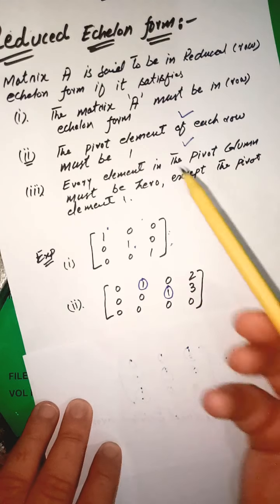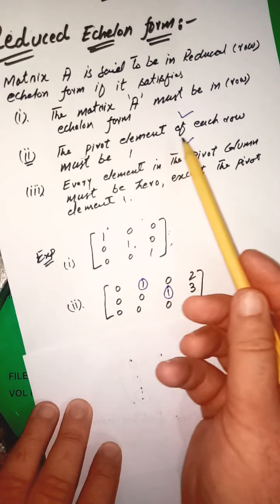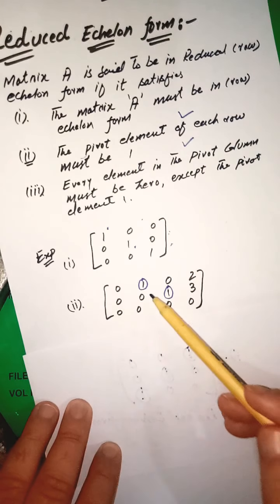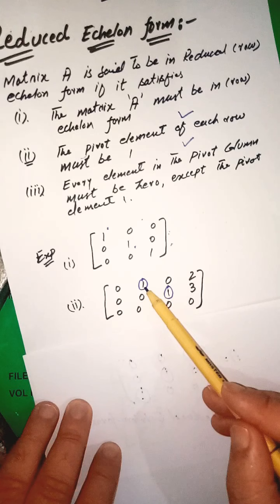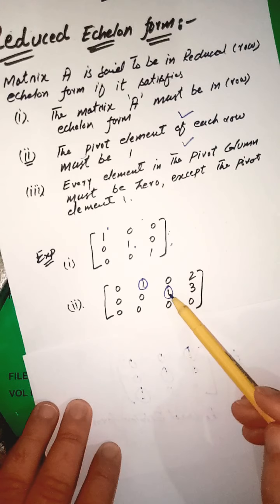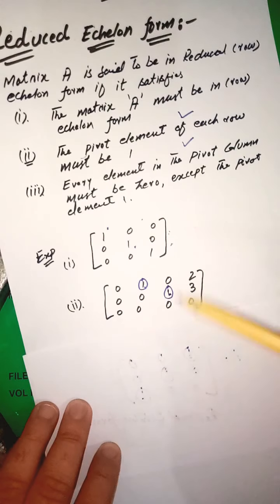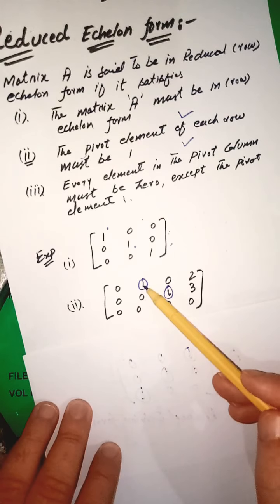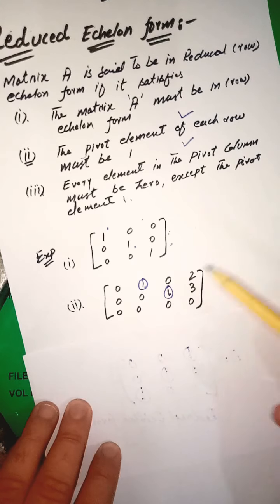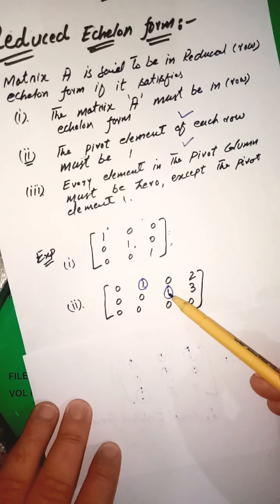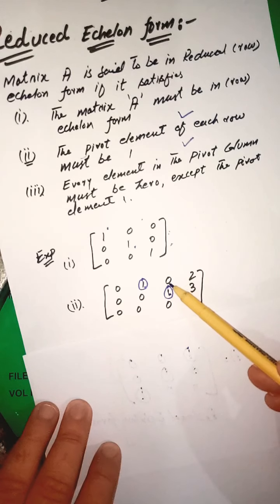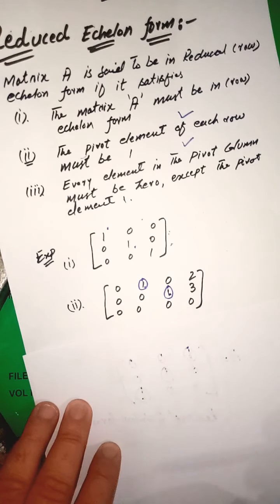The second condition, the pivot element of each row must be 1. That is the pivot element of row 1, equal to 1, and the pivot element of row 2 is also equal to 1. And third, every element in the pivot column must be 0. In each pivot column, the rest of the elements are 0. So that is reduced echelon form.